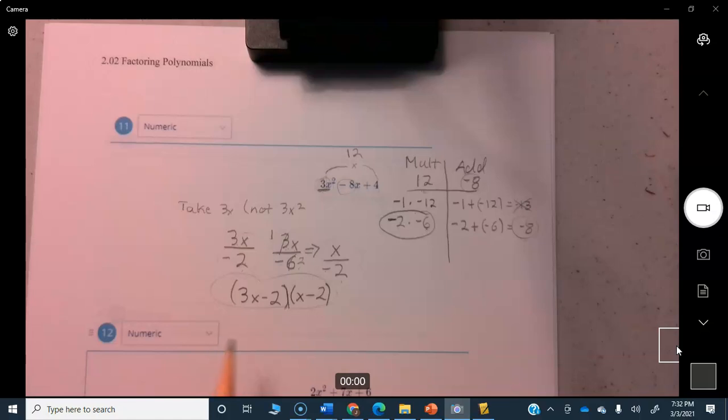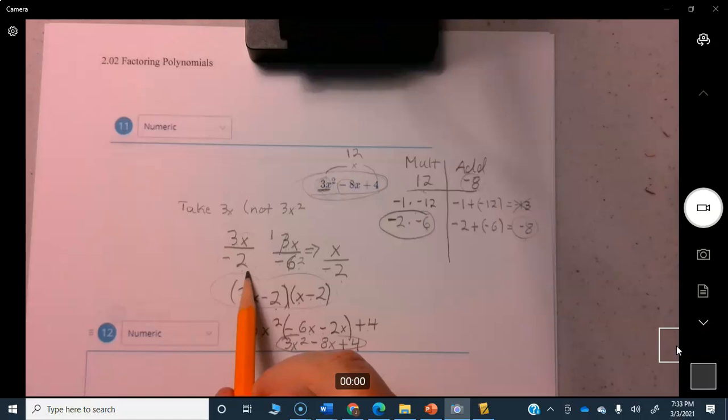Let's prove it. Let's FOIL it. 3x times x is 3x squared. 3x times -2 is -6x. -2 times x is -2x. And -2 times -2 is positive 4. You can group the 2 in the middle. They always group together. So -6x minus 2x equals -8x. And then you have the 4 down here, and you have the 3x squared here. And that checks out with what your original equation was.